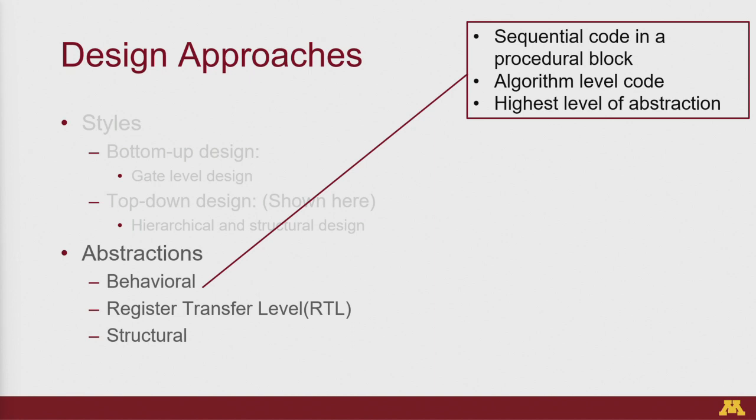Another very simple example would be if you're implementing a multiplexer. A multiplexer, if you think about it in an algorithmic way, would be like an if-else statement, right? If its condition is 1, do this. If its condition is 0, do this path, right?